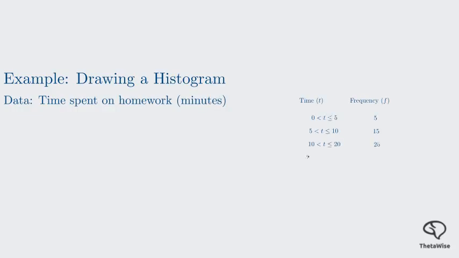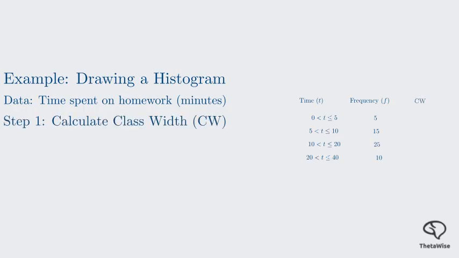Now, let us walk through a complete example of drawing a histogram from scratch. Suppose we have recorded the time in minutes that students spent on homework. Here is our data table showing the intervals and their frequencies. Step 1. Calculate the class width for each interval. For the first two intervals, the width is 5. For the third, 20 minus 10 is 10. For the last, 40 minus 20 is 20.